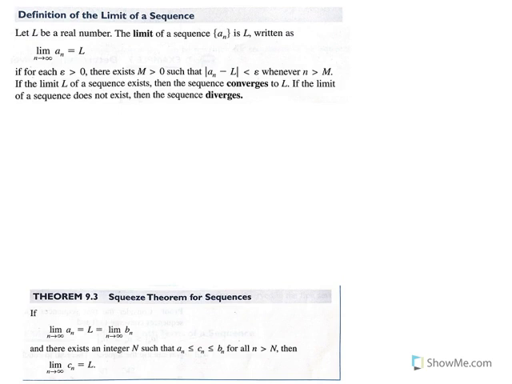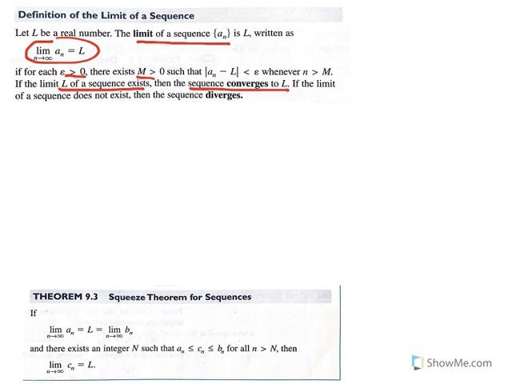We begin by reviewing the definition of the limit of a sequence. So the limit of a sequence is L, written this way, and here we have the epsilon-N definition. But what I want to emphasize for today's lesson is the limit L of a sequence, if it exists, then we say the sequence converges to that limit. If the limit of the sequence does not exist, we say the sequence diverges.